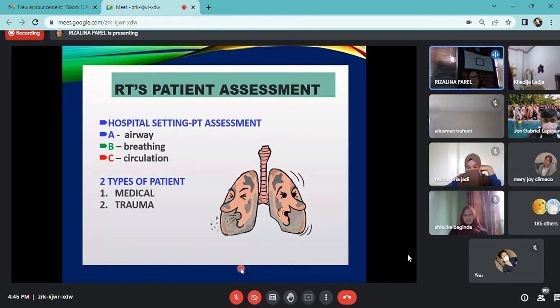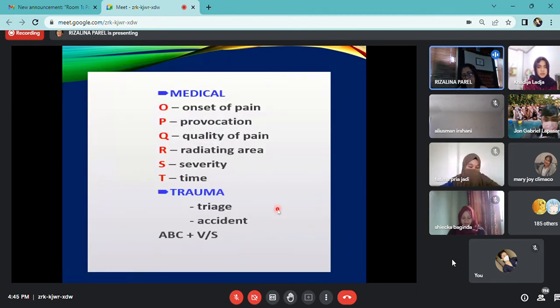And then we have the two types of patient, the medical patient and the trauma patient. For the medical patient, dapat in-apply din natin yung OPQRST. And yung for the trauma, na-apply din naman natin yung ABC and the OPQRST. And here it is.